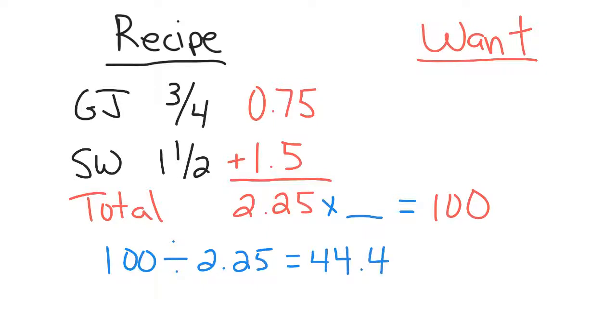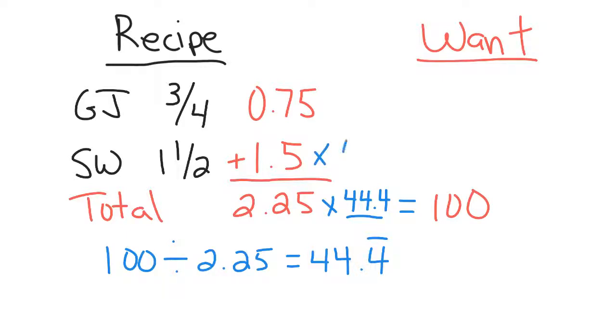44.4. I'm going to round that. It's 44.4 repeating, but I'm going to make it 44.4. I almost wrote 5. Let's try that again. There we go, 44.4. Now we need sparkling water, so I'm going to do the same thing here.